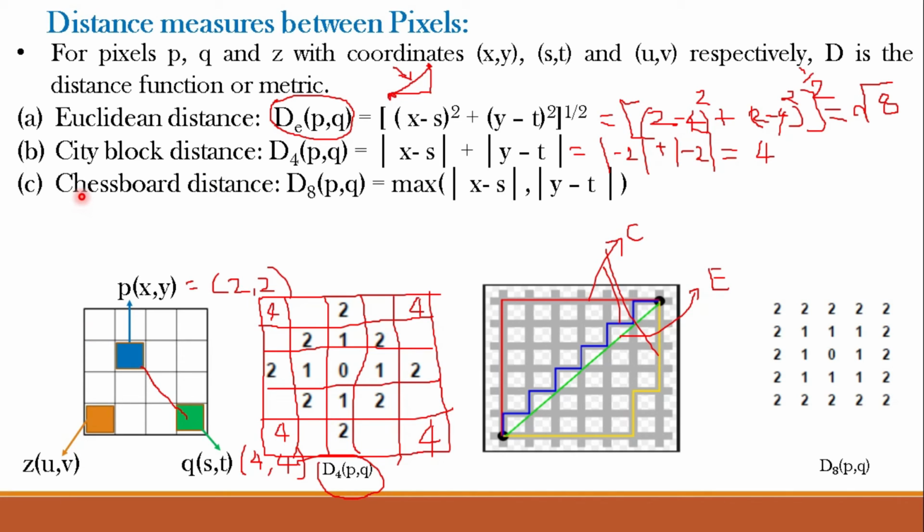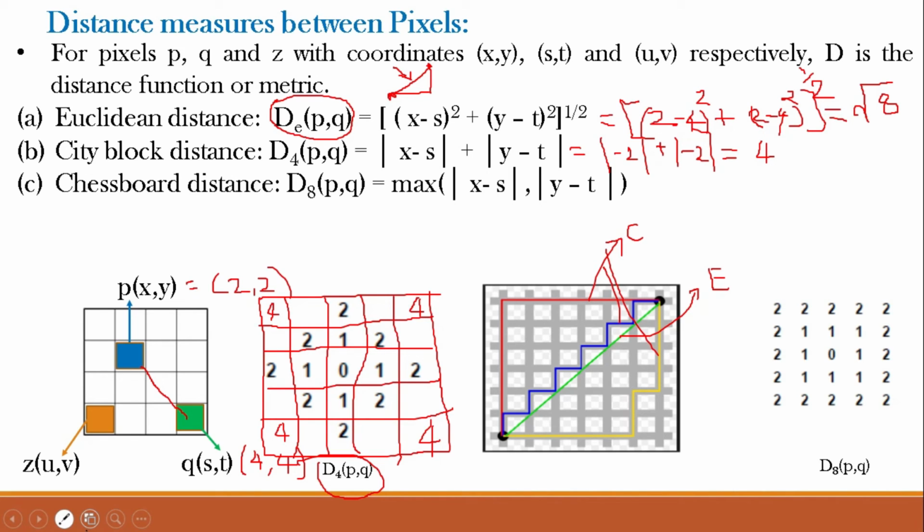Next, let us understand the chessboard distance, which is represented by d8 of PQ. It is given by the maximum value of magnitude of x minus s, comma, magnitude of y minus t. Why is it known as chessboard distance? In the game of chess, the minimum number of moves needed by a king to go from one square on a chessboard to another equals the Chebyshev, or the maximum distance between the centers of the squares, and that is the reason why it is known as chessboard distance.